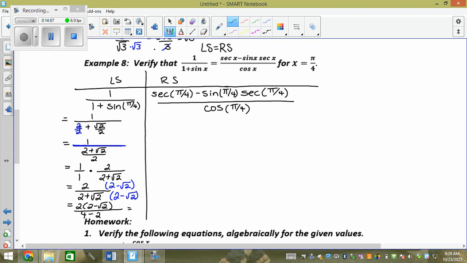And then this will become a 2. And then those will cancel. And then I get 2 minus root 2. On a diploma, they give you a lot more space, so we wouldn't be squished. Okay?